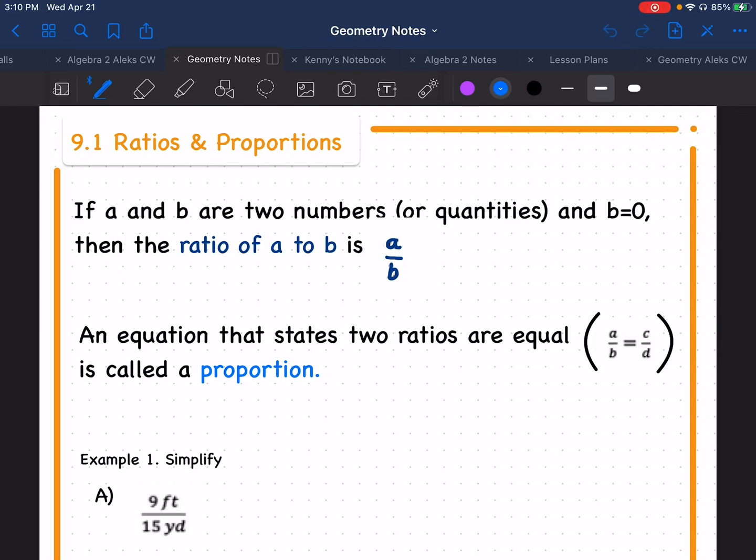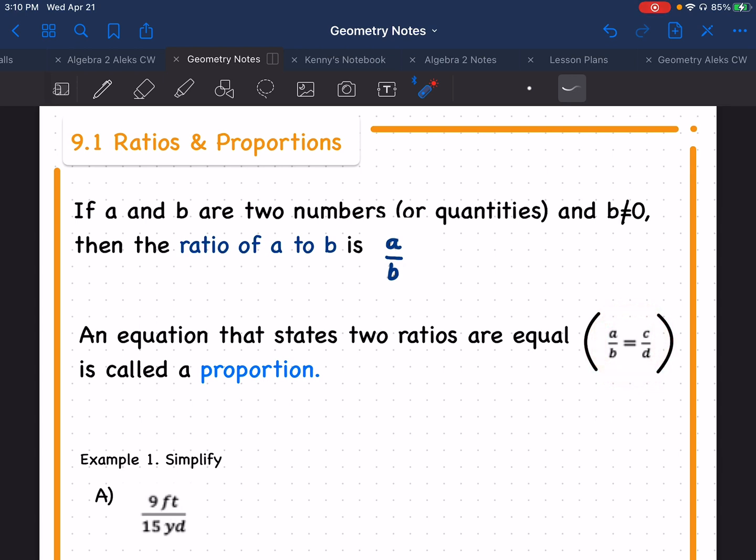Today's lesson is 9.1, Ratios and Proportions. If A and B are two numbers or quantities and B does not equal 0, then the ratio of A to B can be written as a fraction A over B. Any equation that states that two ratios are equal, something like this, is called a proportion.